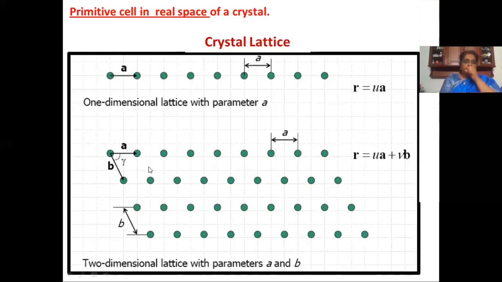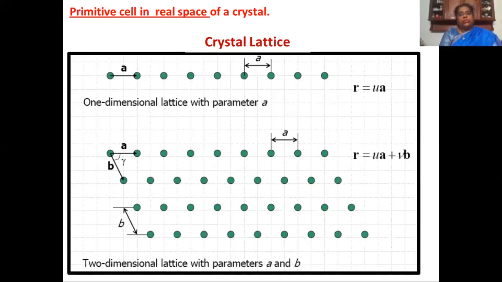So now you go to a two-dimensional lattice with lattice parameters A and B. The moment you have two lattice parameters or two basis vectors, you should have an angle between them. Whatever is true along the X is true along Y also. If I take this to be my Y, then any position of a lattice, suppose I move to this lattice, this R corresponding to this position can be written as a linear combination of A and B.